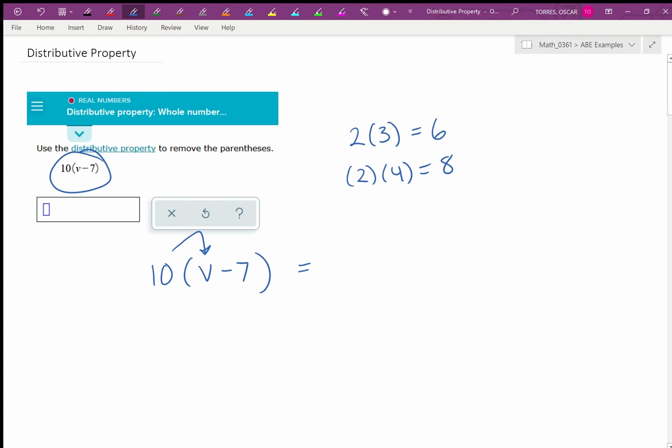Now v is just a variable. We don't know what number it represents. So we leave this as 10v. We just drop the parentheses. Then we move on to the next term.